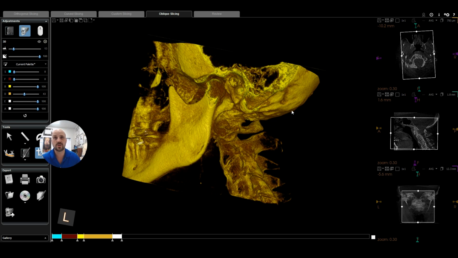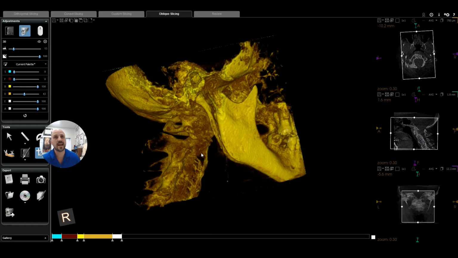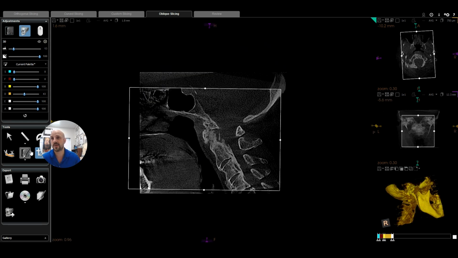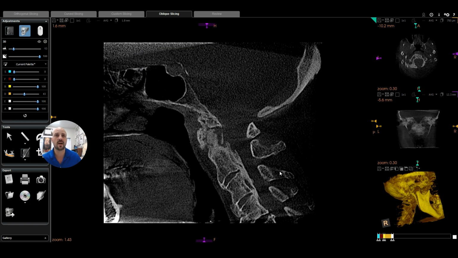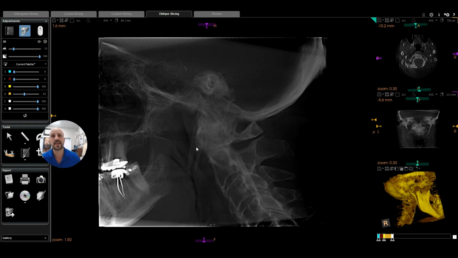So there's the left side of their jaw and the right side. How cool is that? So what we can do with this technology, I'm going to open this up here. This here is a view from the side, okay? An X-ray view from the side. This would be what it would look like in regular X-ray.